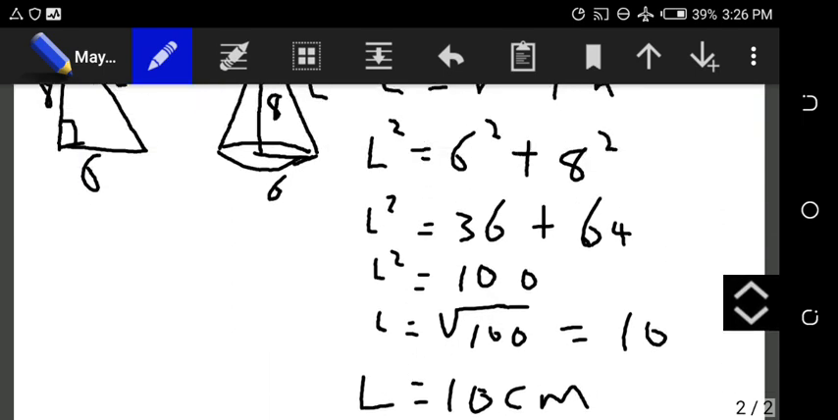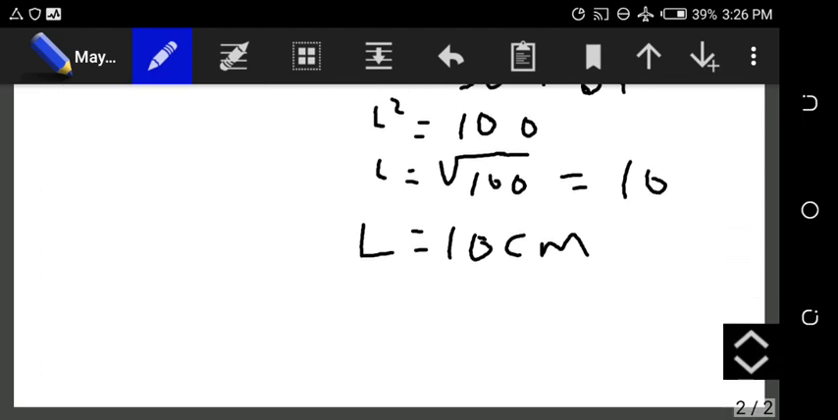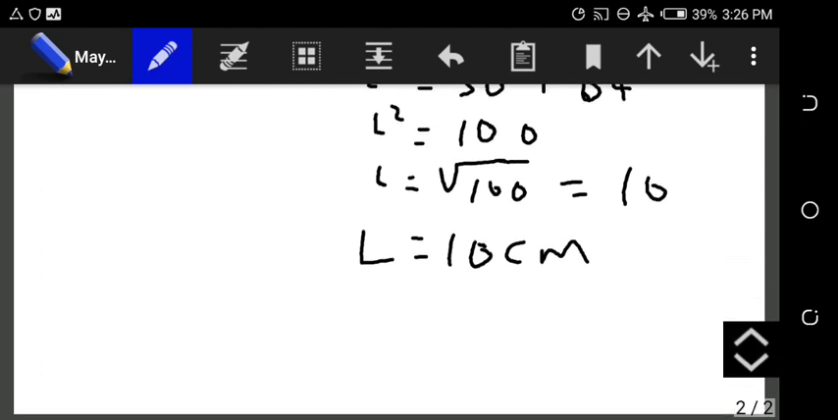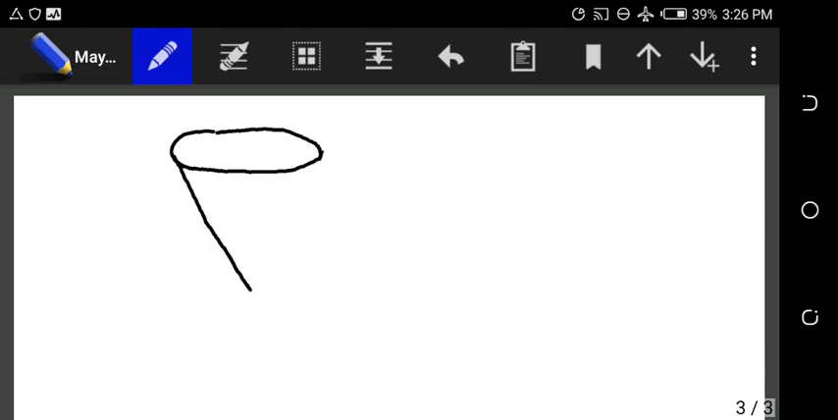Now we know the formula for the volume of a cone. If I were to solve for the volume of the given cone, having a base radius of 6 and a height of 8, we have also gotten the slant height. The slant height is 10. From the last example, we got the slant height to be 10.